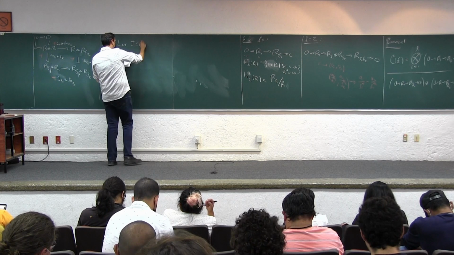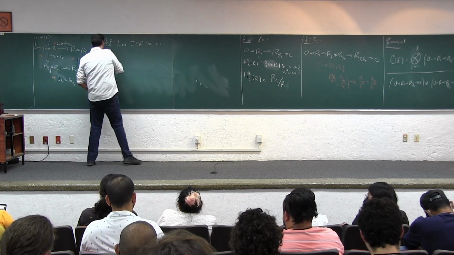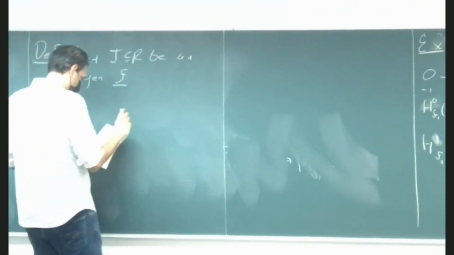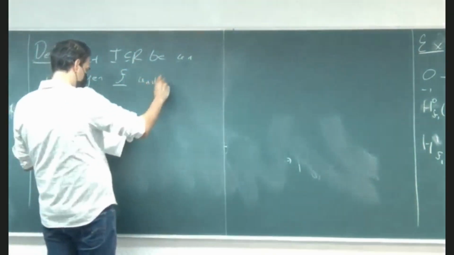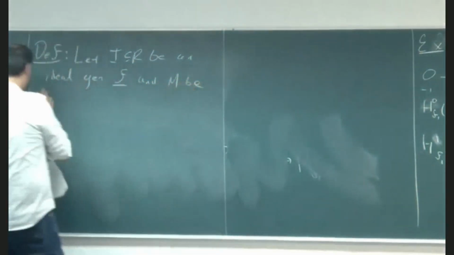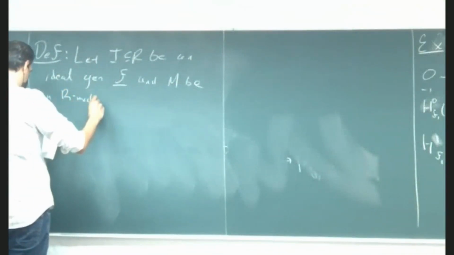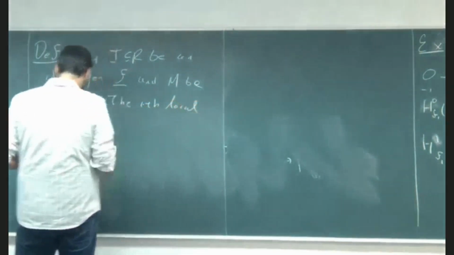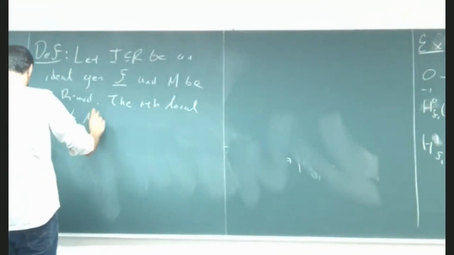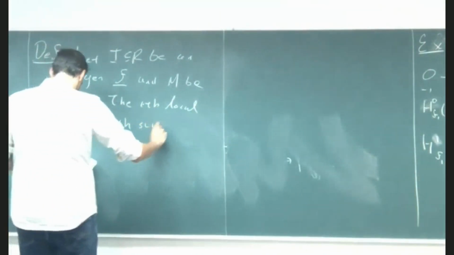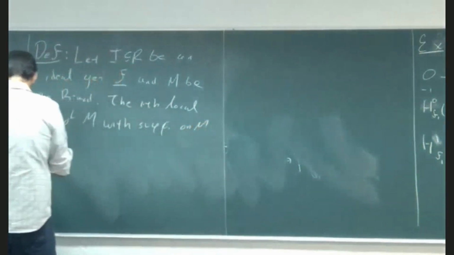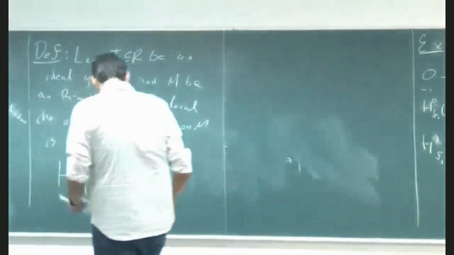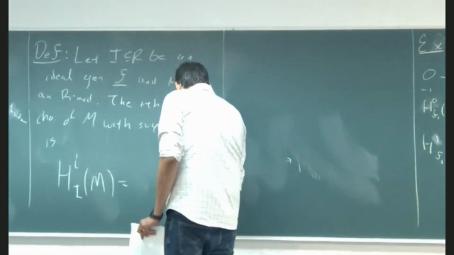Then I can now B, generated by the sequence F. And M, B, and R model. Then the ith local homology of M will support, and M is HI, N. So what we're going to do is take the Čech complex, which we now know is a complex.